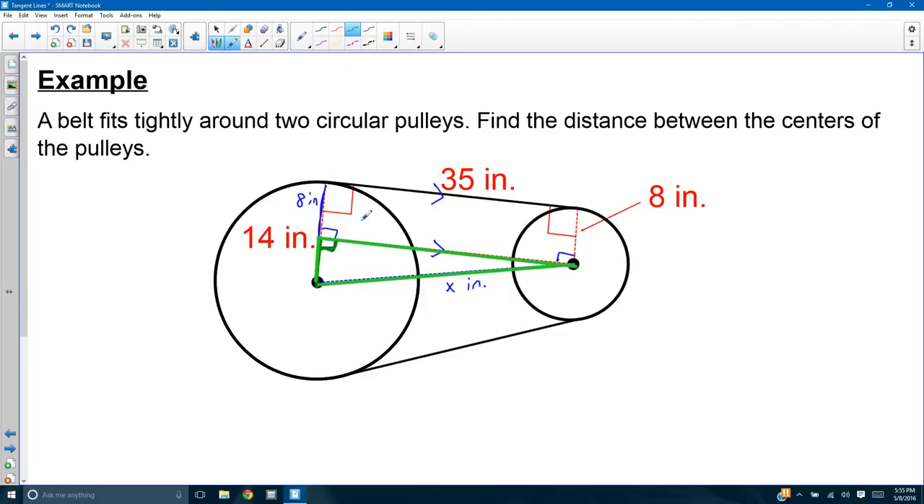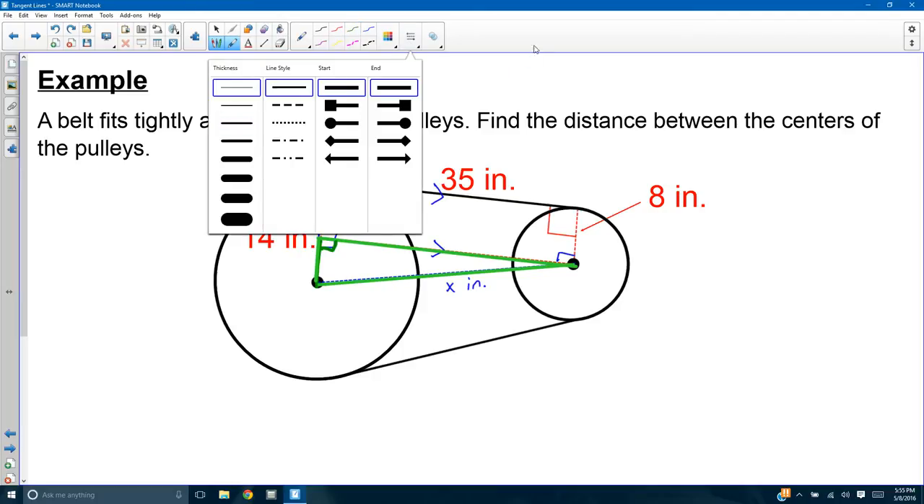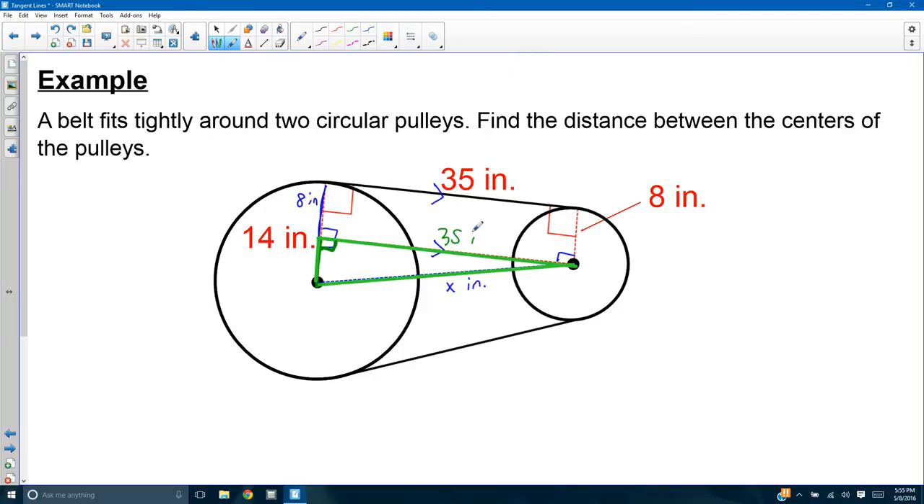Okay, which legs do I know? I know because this is a rectangle, opposite sides are congruent. So this is also 35 inches. And I know by the segment addition postulate that this is 8 plus 6. That gives me 14. So this is 6 inches right here. So x is the hypotenuse of these two legs, 6 and 35.